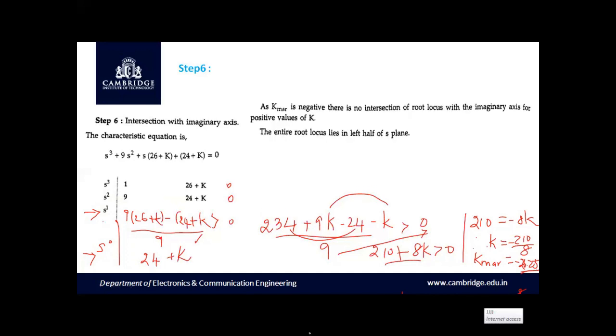As k margin is negative, there is no intersection of root locus with the imaginary axis for positive value of k. Therefore, we can say that the entire root locus lies in the left half of the S-plane. Therefore, the system is stable. As we don't have any complex poles, there is no necessity for us to calculate the angle of departure as well as the angle of arrival.